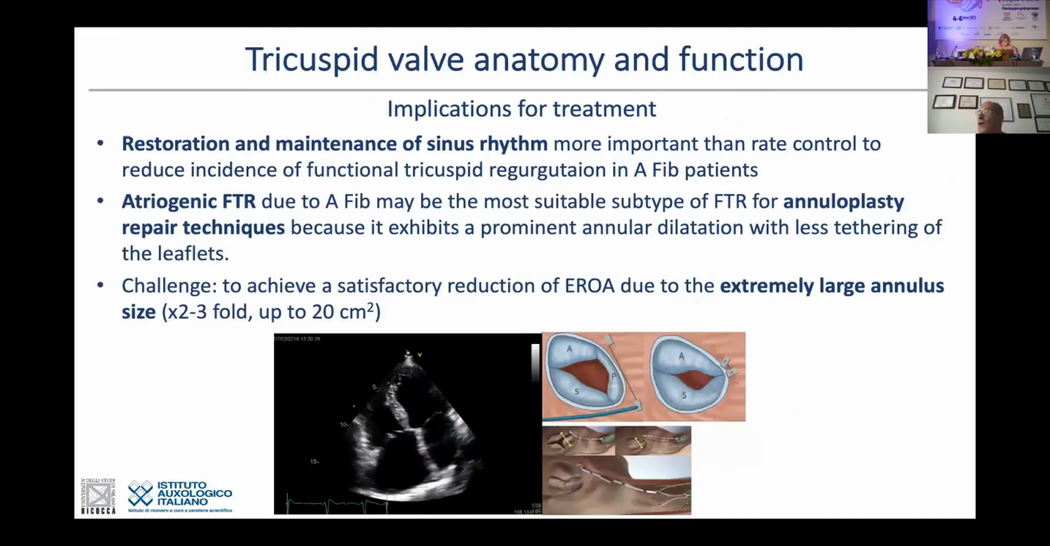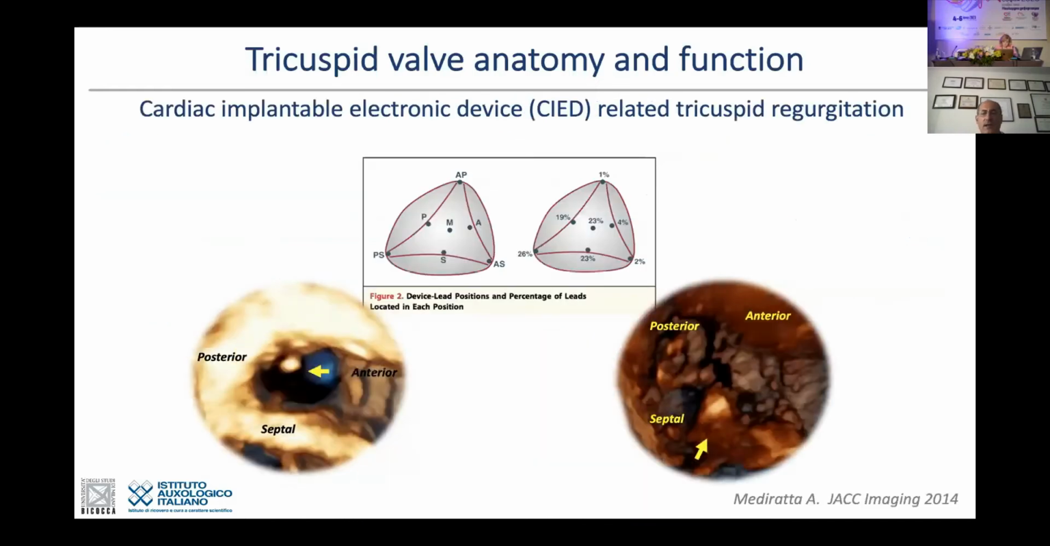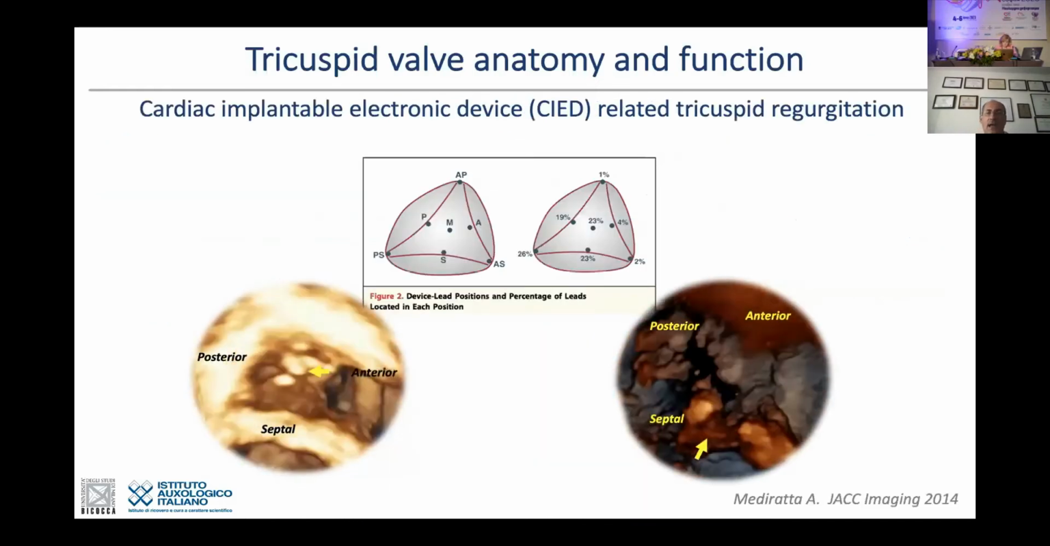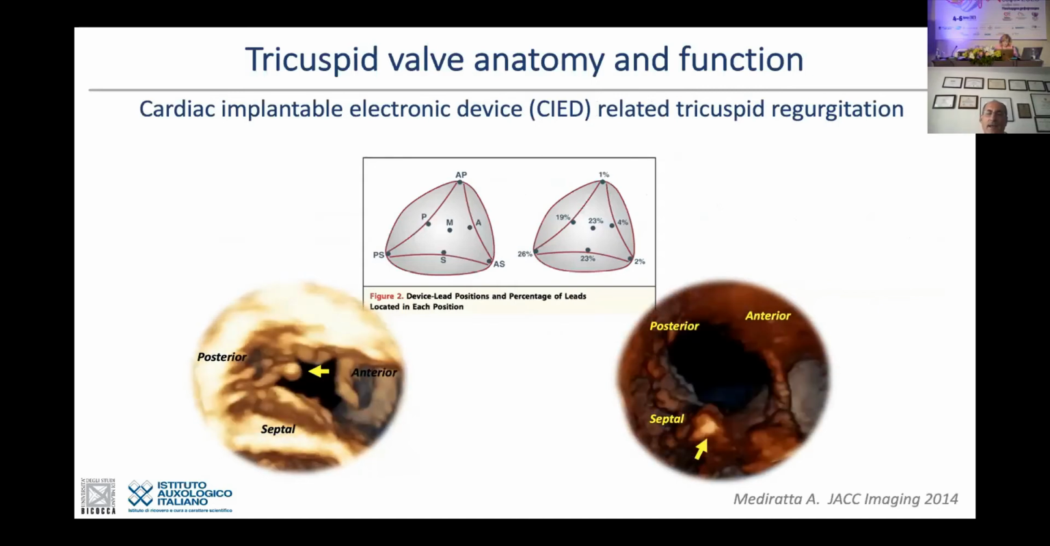This has obvious implications for treatments, because if we have patients with atrial fibrillation and we identify the atrial origin of tricuspid regurgitation, we should make any attempt to restore the sinus rhythm in those patients, because the tricuspid regurgitation can promptly revert.